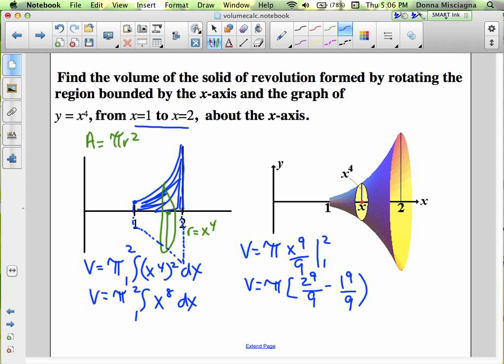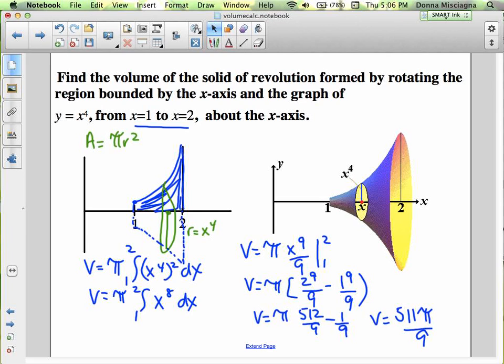Yeah, 512. All right, so our volume is pi times 512 ninths minus 1 ninth. So our volume is 511 pi ninths. There we go. That's all there is.